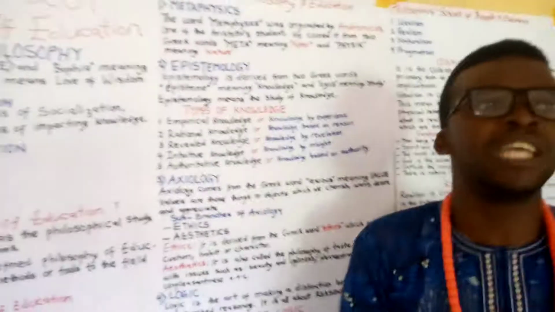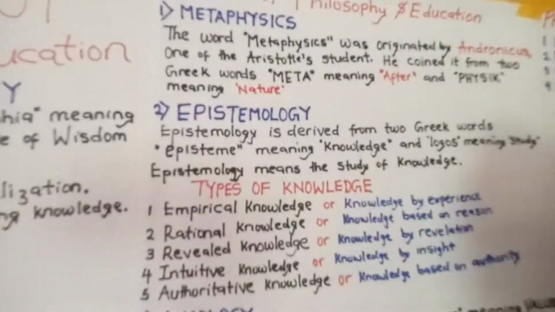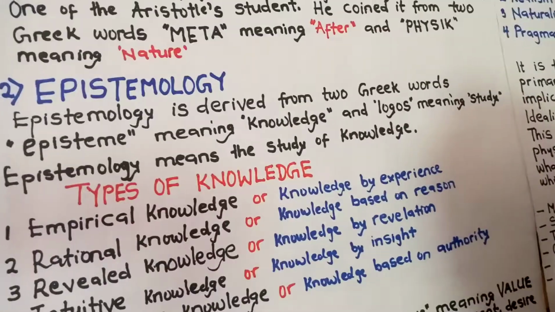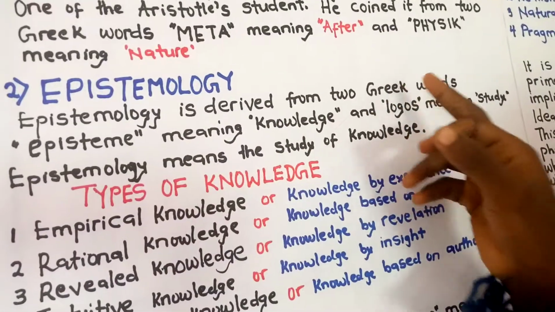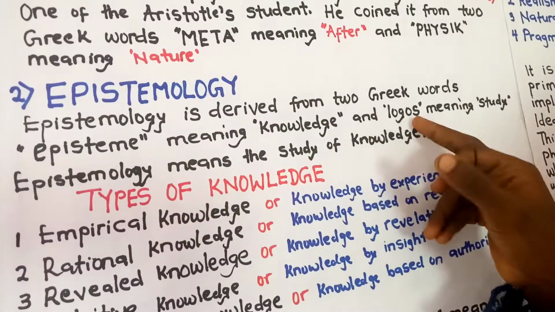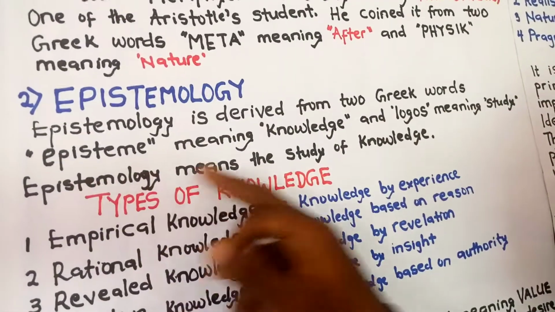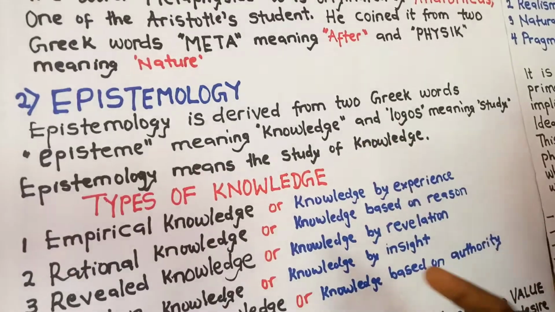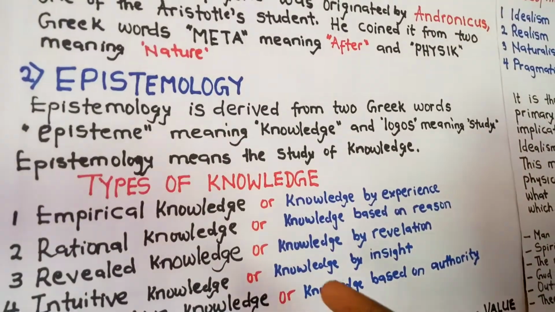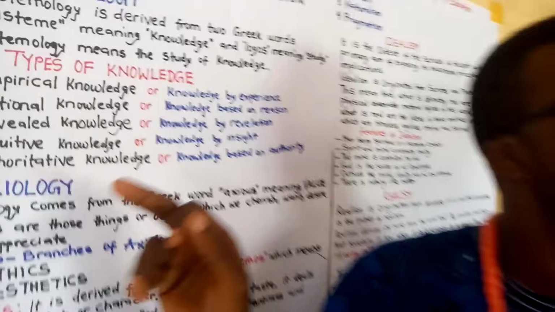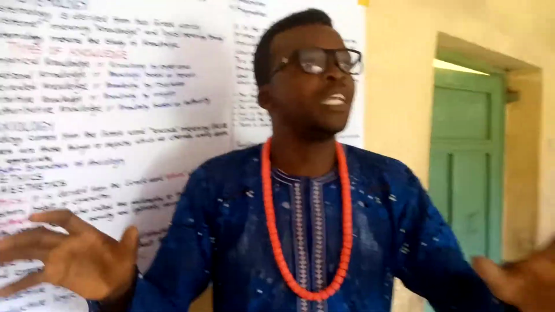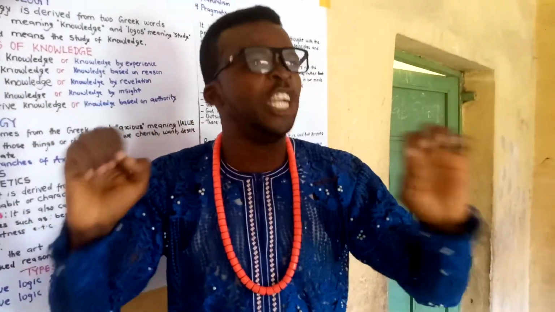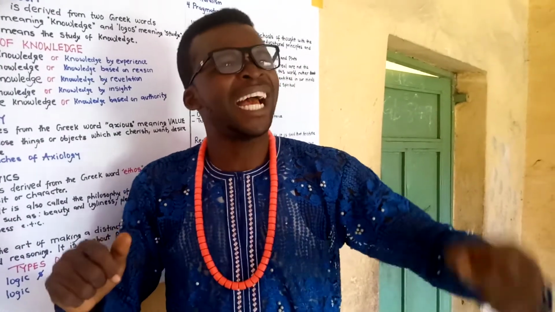And we talk about epistemology. Epistemology can be defined as the science of knowledge. Epistemology is derived from the Greek words episteme, meaning knowledge, and logos, meaning study. Epistemology means the study of knowledge, the theory of knowledge, the science of knowledge. That is what epistemology is talking about. Epistemology deals with knowledge, how individuals acquire knowledge.